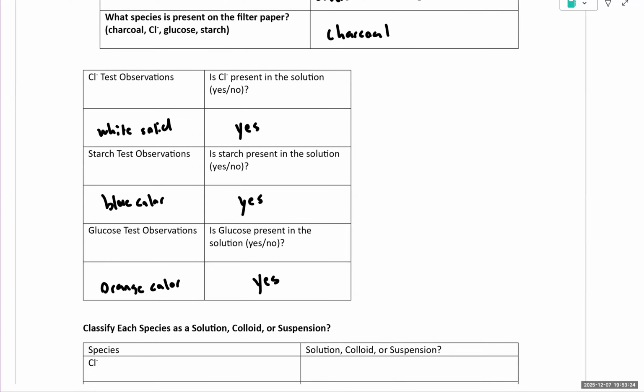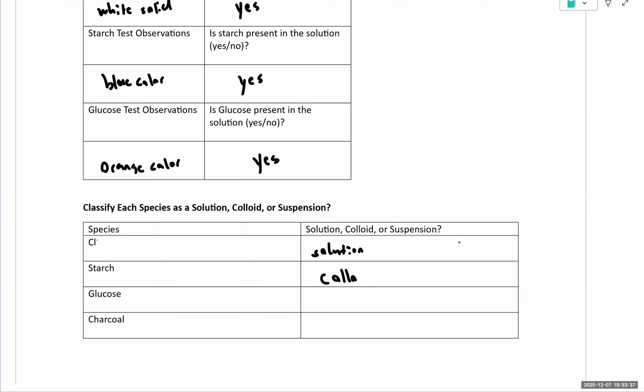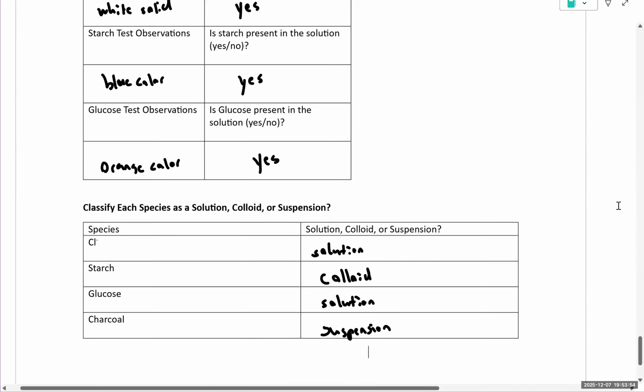So based on all of these observations that we've collected, we're going to classify each species as a solution, colloid, or suspension. So chloride is a solution component. Starch, we established previously, was a colloid. Glucose is a solution component, and charcoal is a suspension. Charcoal is a suspension because it could be separated via filtration. It got trapped on the filter paper.